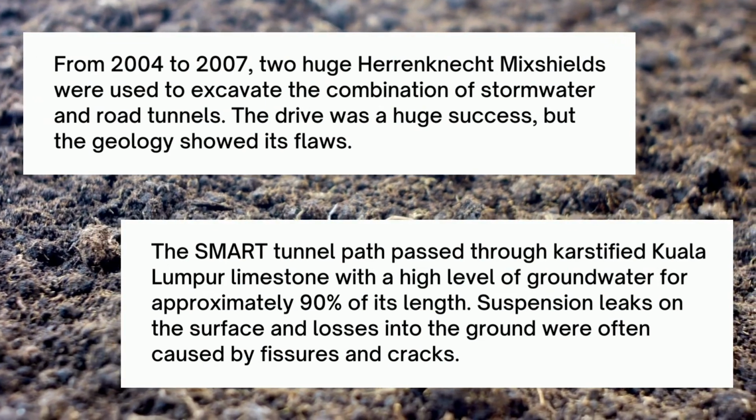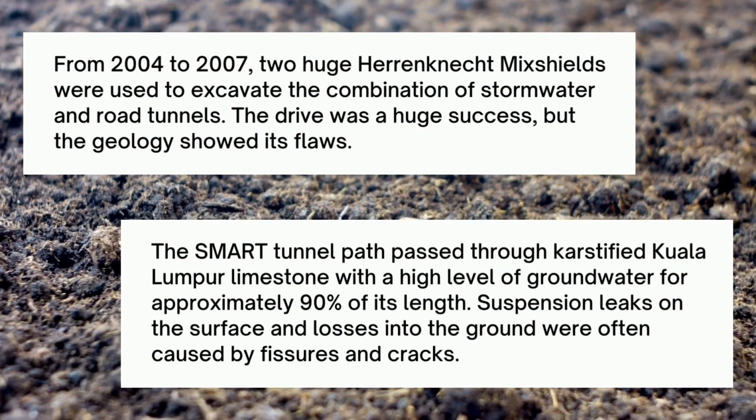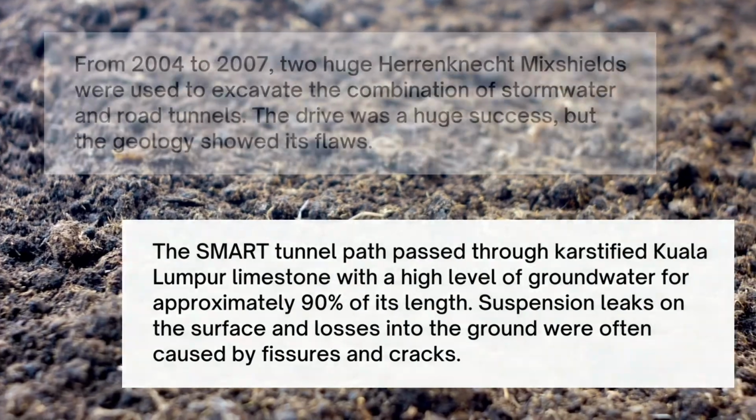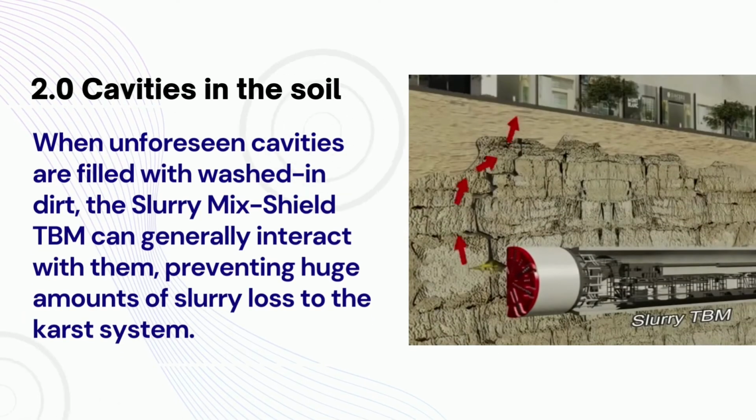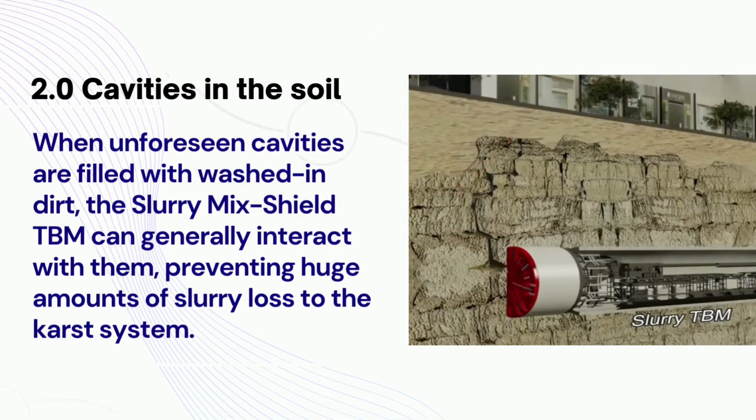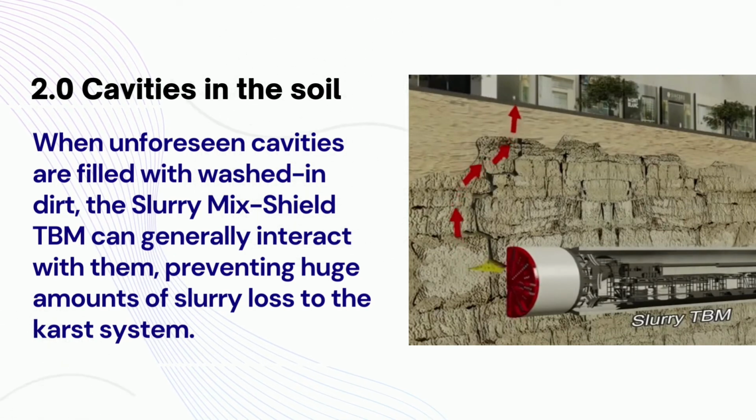Hence, the slurry mixed shield TBM was chosen for tunneling due to the nature of the soil structure. Next, cavities in soil. When unforeseen cavities are filled with washed-in dirt, the slurry mixed shield TBM can generally interact with them, preventing huge amount of slurry loss to the karst system.